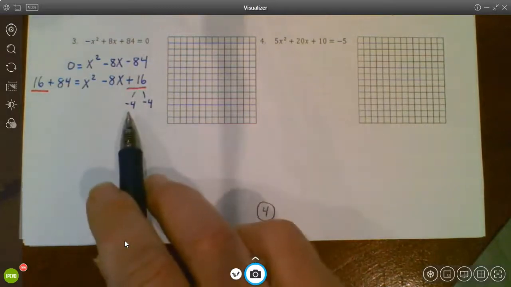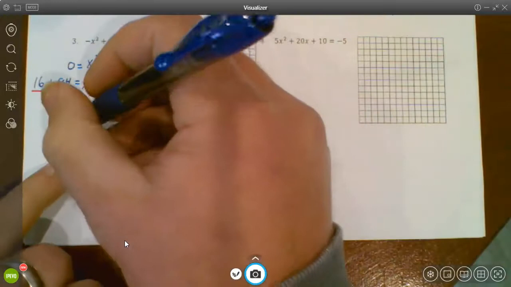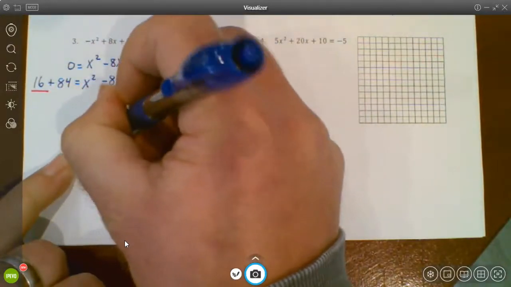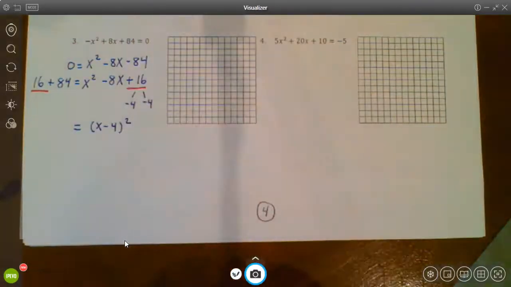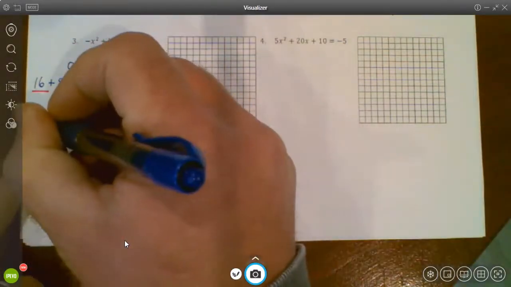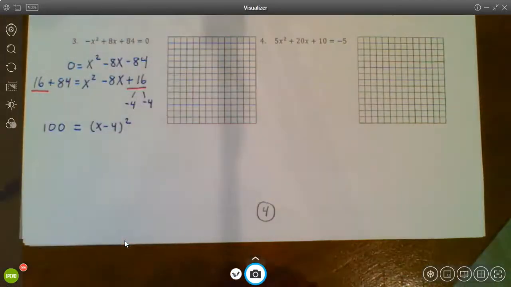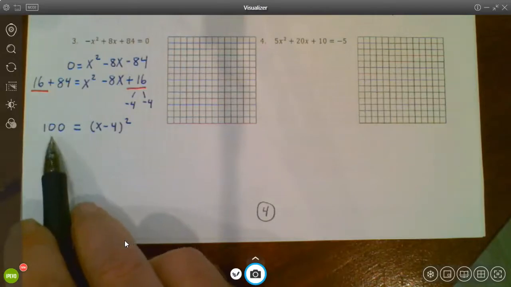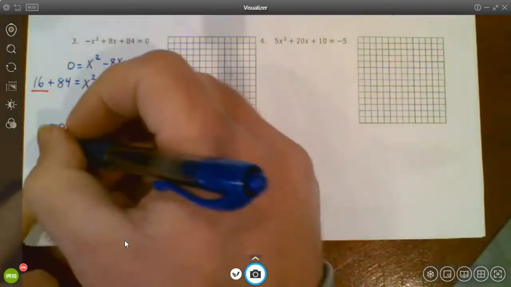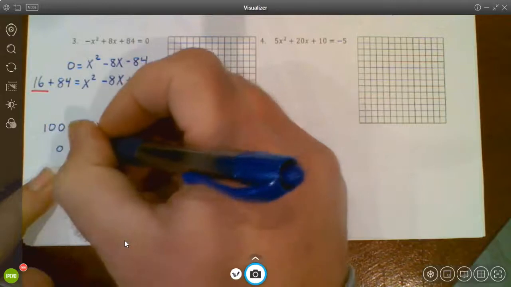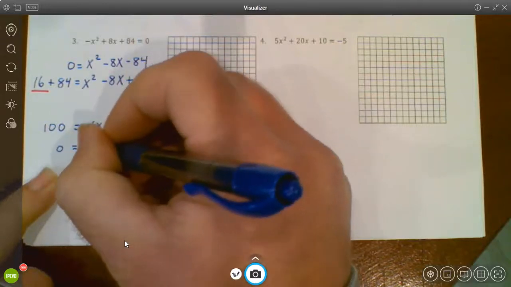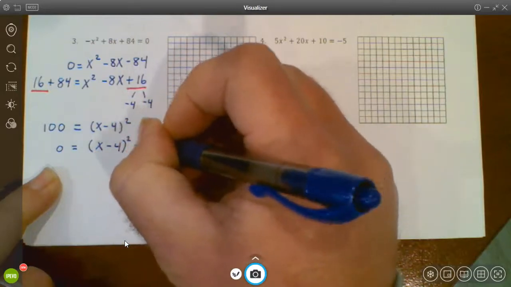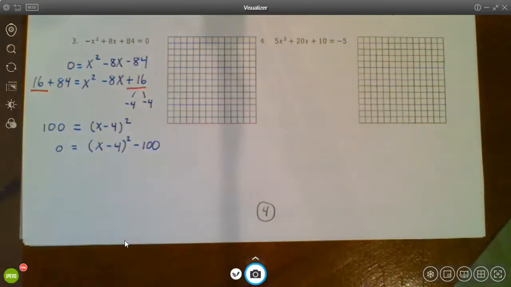So if my factors are x minus 4, I know I can simply write that as x minus 4 squared. That side we already identified was 100. But to really have it in vertex form, I need everything on one side. So I'm going to subtract my 100 over to here. Now it's in vertex form.